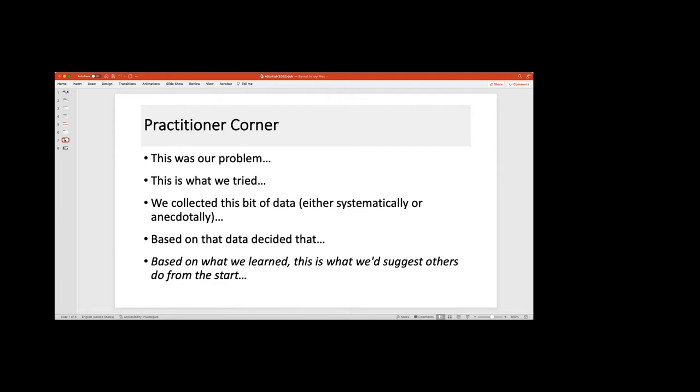The key part with the practitioner corner, and this is what would make it a little bit different than just saying this is what I did and I think it worked because of this, is the fact that it still does require some data collection. Now, the amount of data collection and the formal nature of the data collection is kind of immaterial. Basically, what we're looking to see is that you tried to address your problem and came up with a solution based upon some sort of data-driven decision-making.